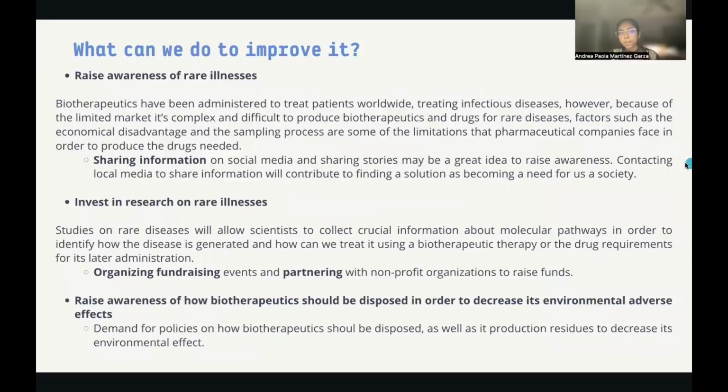the lab. Also, we have raised awareness of rare illnesses because of the limitations and the economical disadvantage in the sample process. It's very difficult to elaborate the biotherapeutics, but sharing information on social media and sharing stories may be a great idea to raise awareness. Also, invest in research on rare illnesses by organizing fundraising events and partnering with nonprofit organizations to respond and raise awareness of how biotherapeutics should be disposed in order to decrease its environmental adverse effects.